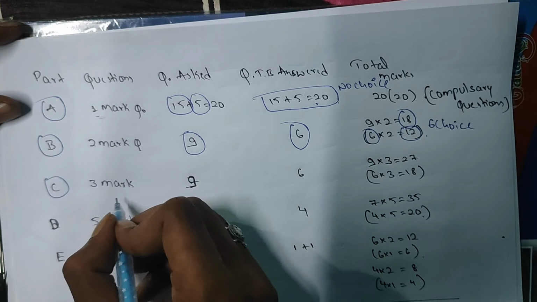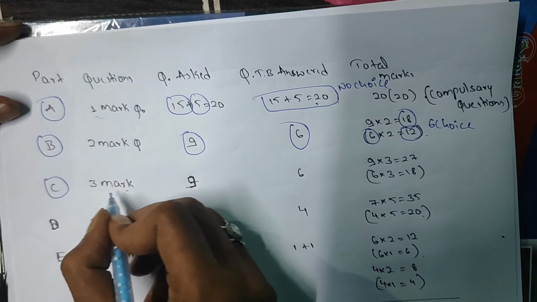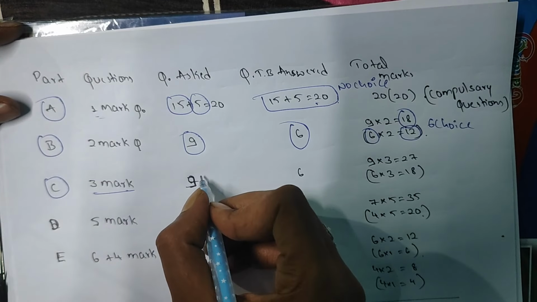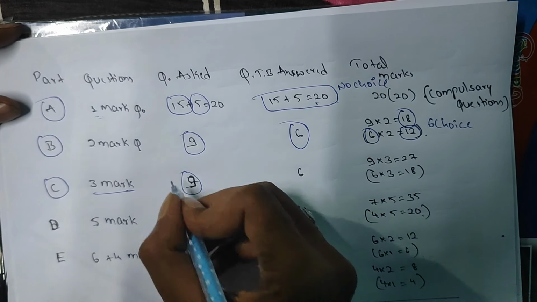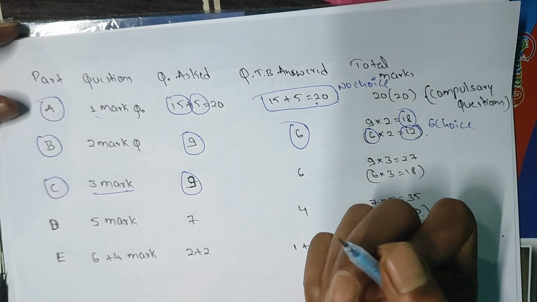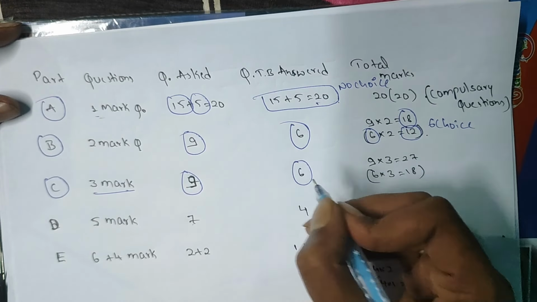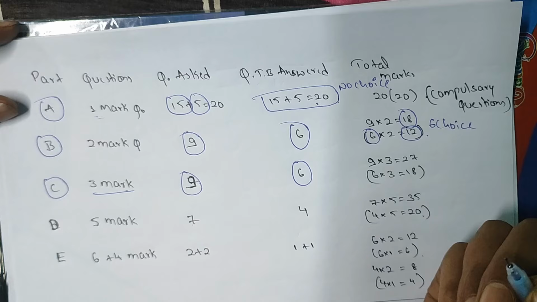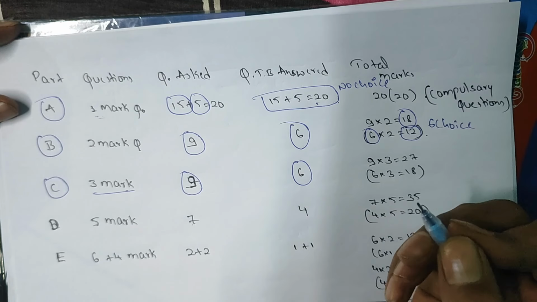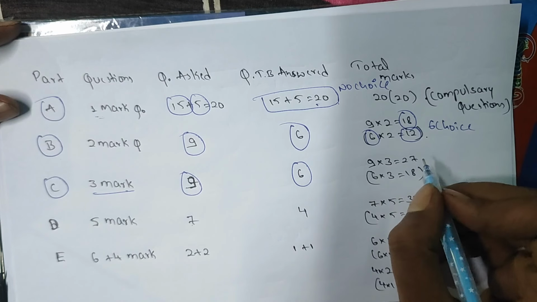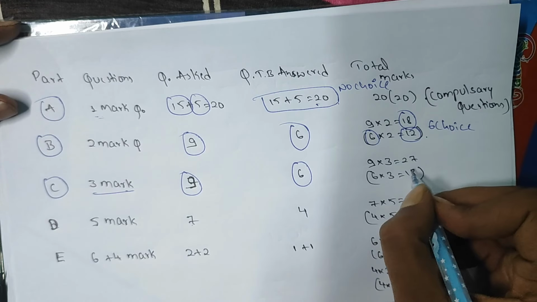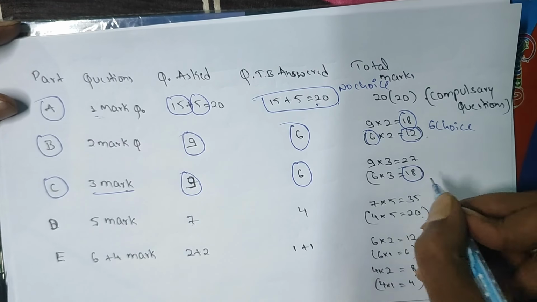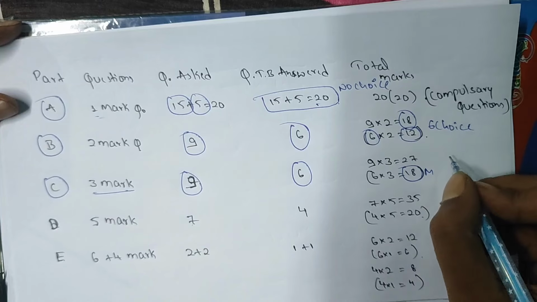And there will be part C, which consists of 3-mark questions. There will be 9 questions here also. You should attempt 6 questions out of 9, and these will be 3-mark questions. You will be scoring 18 marks here.